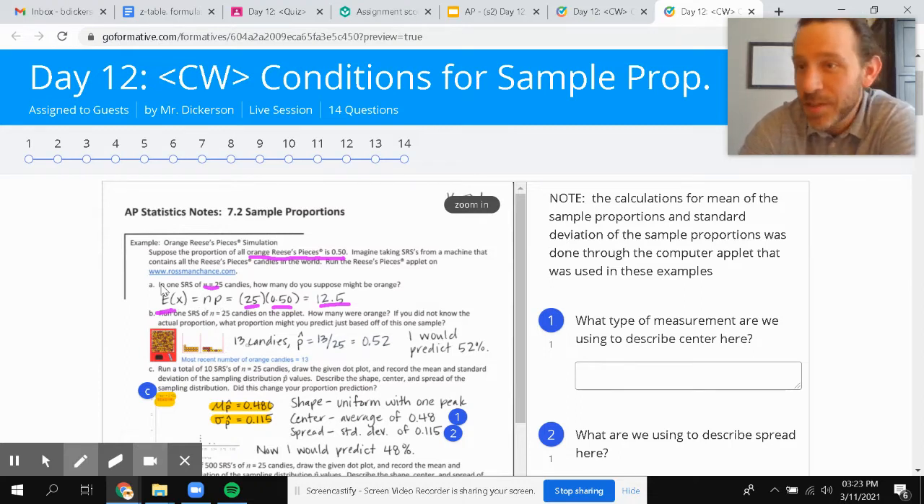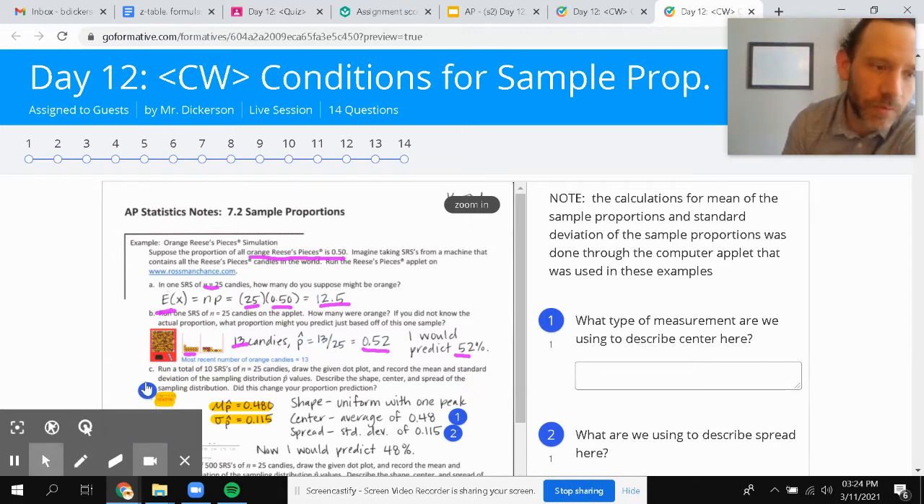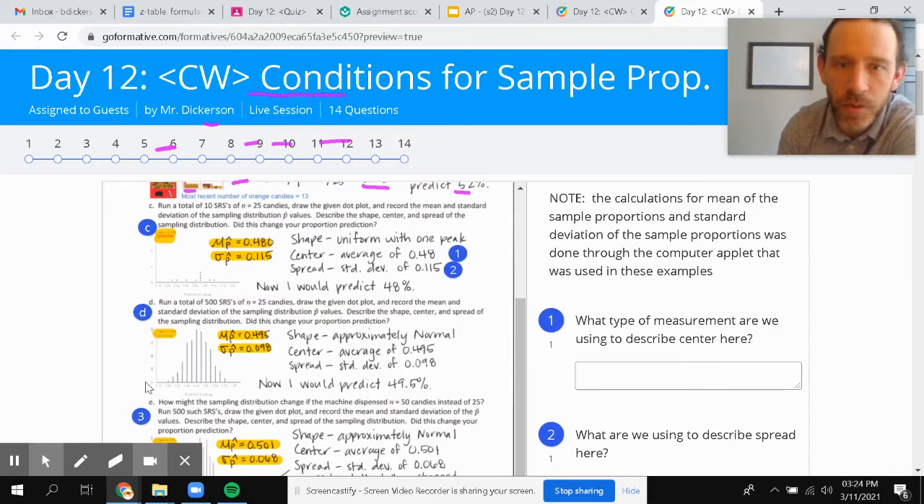So let's actually do some sampling. The first sample we got in this part B gave us 13 candies that were orange. So out of the machine, we got 13, which is 52%. If that was the only sample we got, I would predict that the real proportion of orange Reese's Pieces is 52%. But do we really want to just go off of one sample? Probably not, right? There's going to be variability in our samples. There's different things going on.